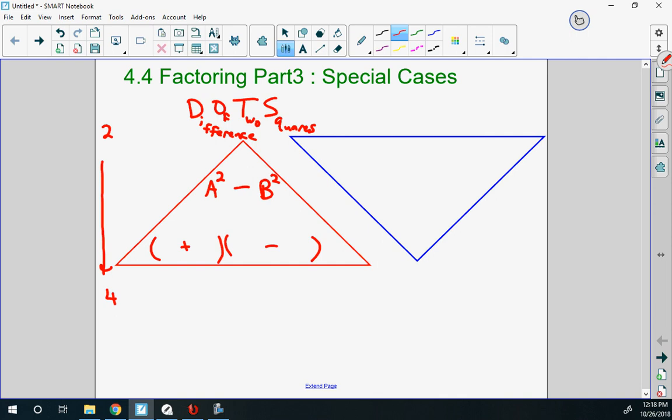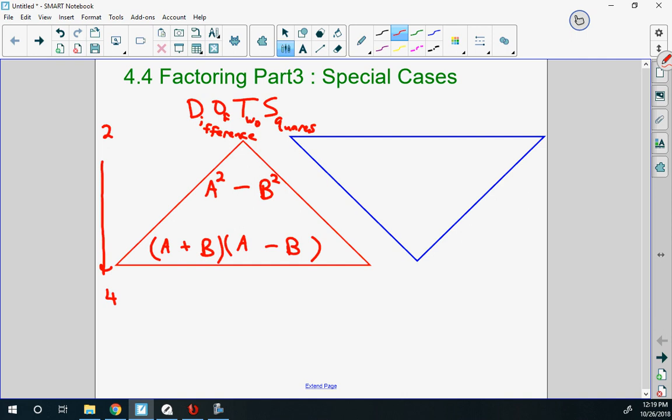And what's weird is to go from what we start with to what we end up with, we're just taking square roots. So you got to think to yourself, what's the square root of a squared? The square root of a squared is a, and that's what's going to go in this first slot. And then you got to ask yourself, what's the square root of b squared? And the square root of b squared is b, so that's what's going to go on the other side. So that's called a difference of 2 squares.